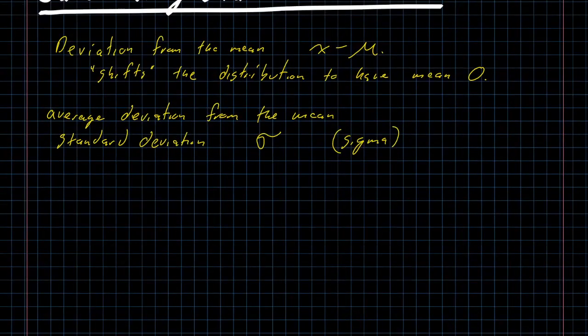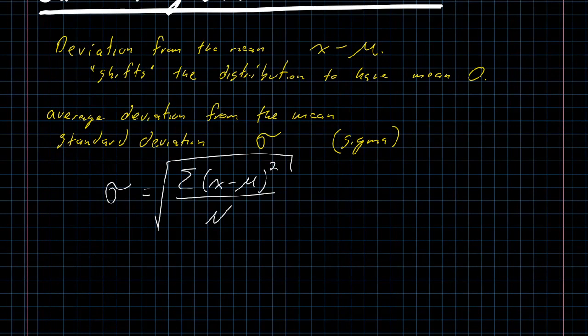All right. So to calculate sigma, we are going to take our deviations from the mean, x minus mu. We're going to square them so that they are all positive. And then we're going to add together all of those squares. Divide by the number of scores in the distribution, and then undo the fact that we squared earlier by taking the square root.